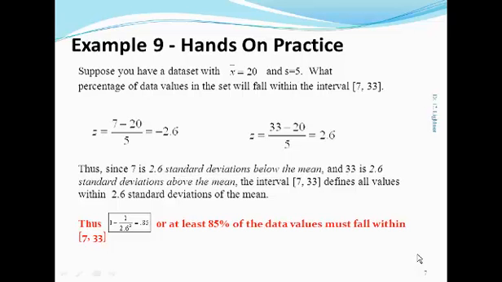For Chebyshev's rule, our intervals will always be symmetric about the mean. In other words, when you compute the z-score for the lower and the upper limit, you will always get the negative and positive values of the same number.